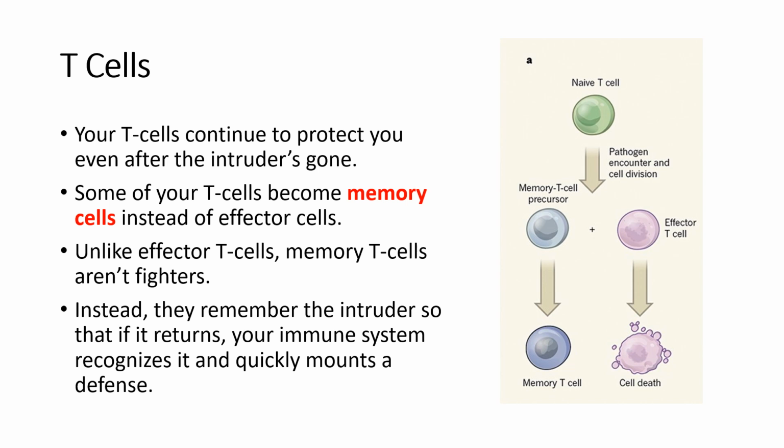Your T cells continue to protect you even after the intruder is gone, as I said, because some of these, just like B cells or plasma cells, become memory cells. Unlike effector T cells, the memory T cells aren't fighters, but they remember the intruder so that if it returns, the immune system can mount a very quick and effective response.